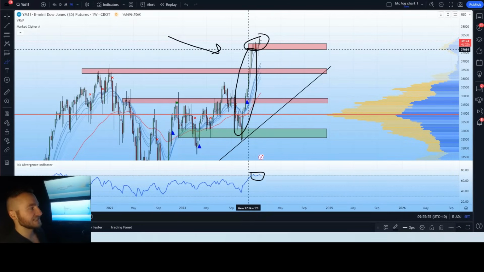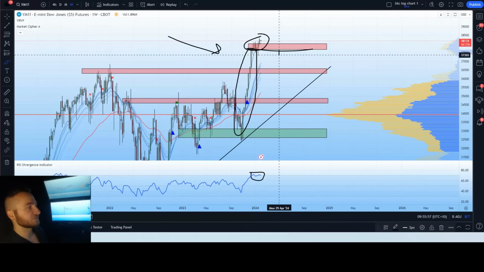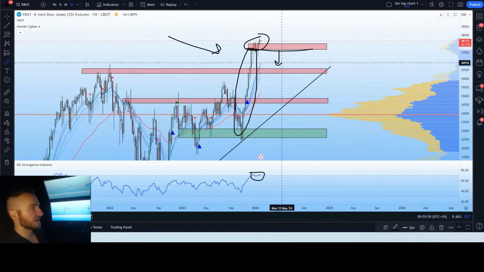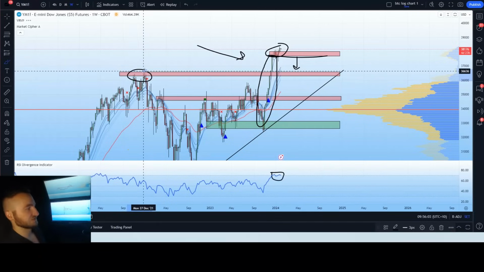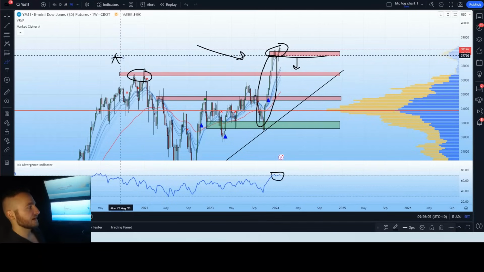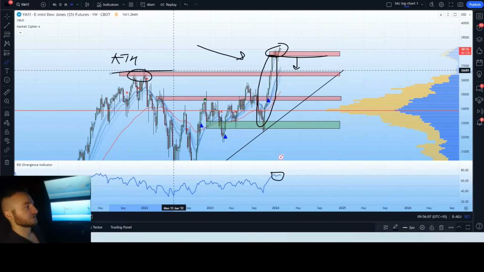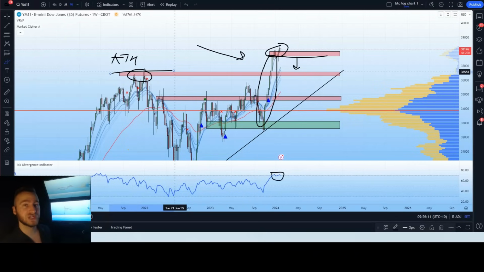So if we see a breakdown of that range low, we would expect a short-term correction for the Dow Jones. However, while we remain above this local high, this prior all-time high, we are very much going to be macro bullish. So that is it, guys. Let's go ahead and jump into Bitcoin before we do a quick word from Bitget and BingX.